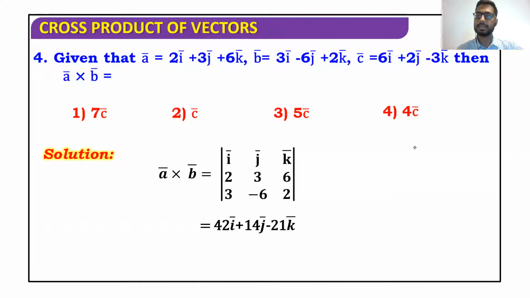Compare it with c bar. C bar is 6, 2, and minus 3. So can I take anything common from 42, 14, and 21? Yes, I can take 7 common, and then I can replace the remaining term with c bar. So my answer is equal to 7c.